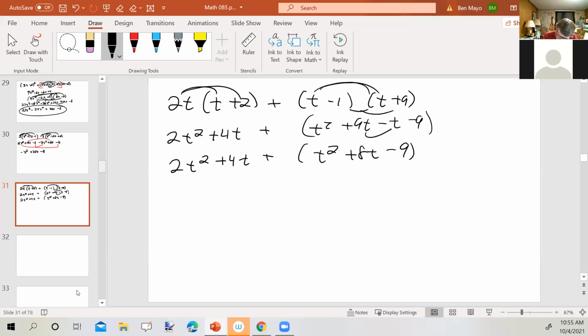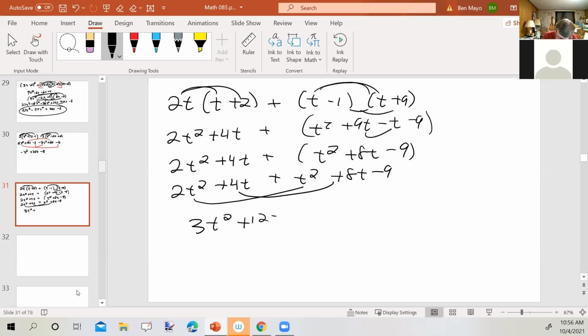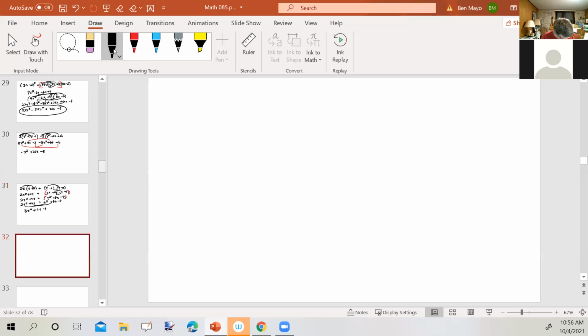But now distributing the plus sign, 2t squared plus 4t plus t squared plus 8t minus 9. Combining like terms, 3t squared plus 12t minus 9. Now, you might be wondering, why did I bother to put these parentheses here? Okay, let's take a look at this next problem. That will hopefully answer that.